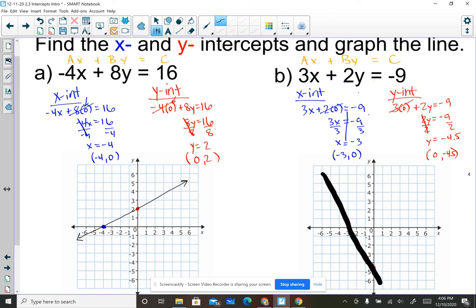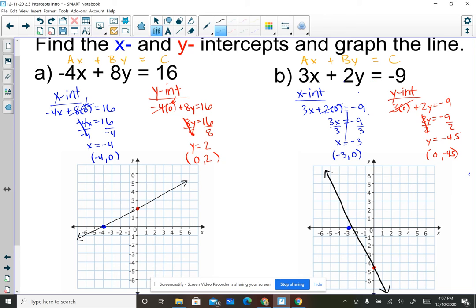Oh, that was a little too thick, guys. Okay, here we go. That looks a little better. So there is the line for the equation 3x plus 2y equals negative 9, which is in standard form. So you're finding your x-intercept, your y-intercept, and you're plotting those two ordered pairs.